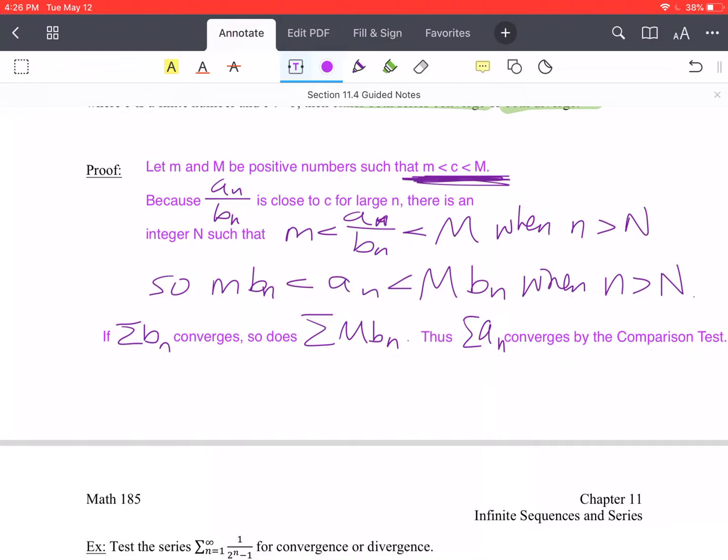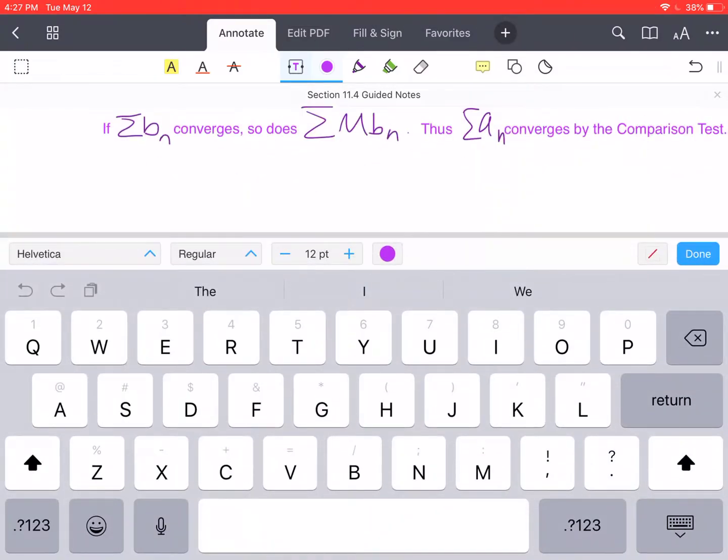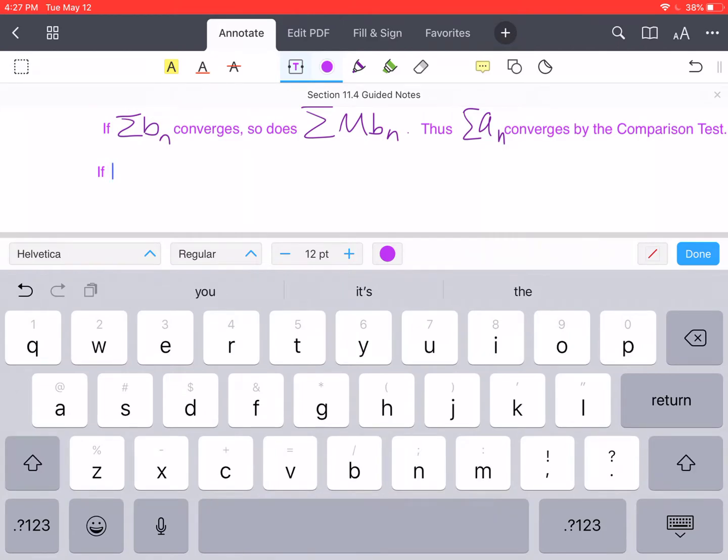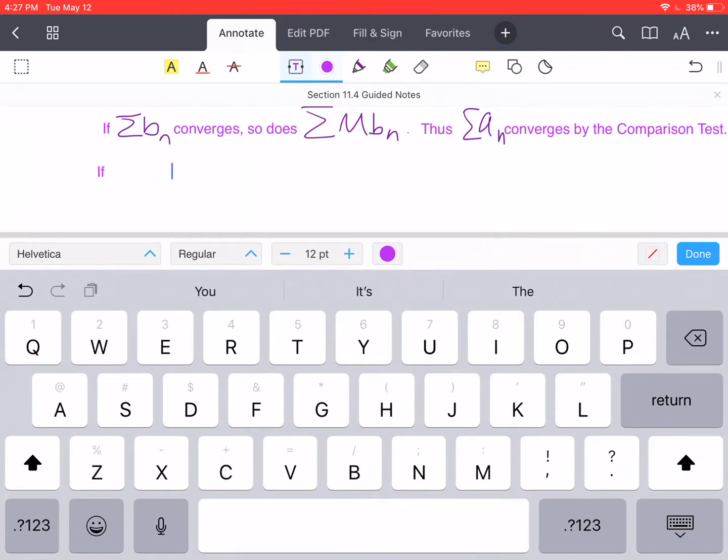All right, so again, follow that line of reasoning. If B converges, MB converges. If MB converges, A converges because it's smaller than MB. So if you cut out the middleman of MB, we say if B converges, then A converges. That gives us the one case, and the other case is going to be nearly identical to this. So essentially, I'm just going to fill in the gaps in a second.